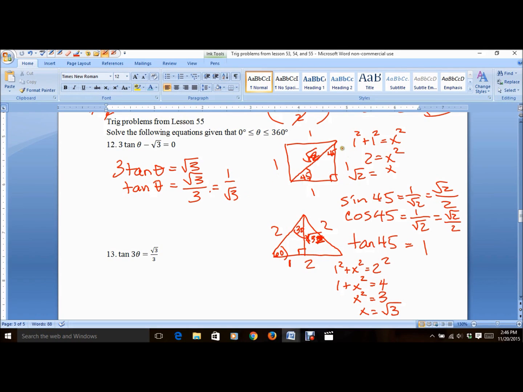And this helps a little bit to figure out which triangle, which angles have that tangent. So you know it's not going to be the 45 degree angle because that's always going to have a tangent of 1 or negative 1. So you're going to be in this triangle here, and you're looking for when the tangent is 1 over the square root of 3.